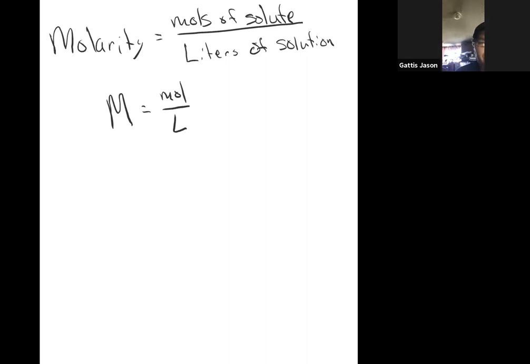Now, it's very important that you have the solution in liters and that the value for the solute is in moles. And it's very important you also use a capital M. The lowercase m is something else. All right. Example problem. We're going to use several.